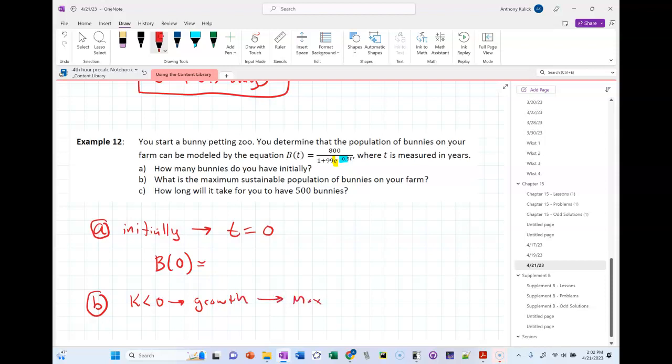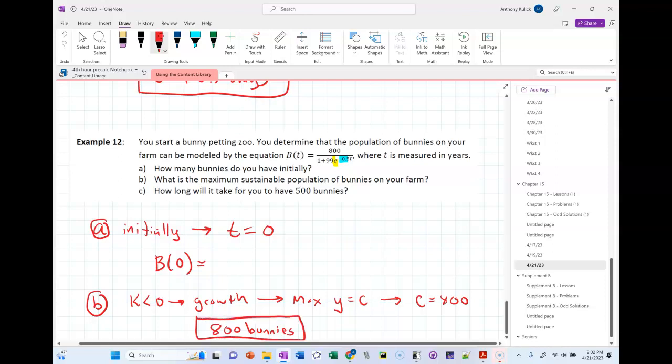So the maximum for that is Y equals C. And C is just that number in the numerator. So I get 800 bunnies without even really doing any calculation, right? I just recognized that it was a logistic model, that it was growth, and that the maximum sustainable population for a logistic model is just the numerator. That's it. Oh, that's nice.